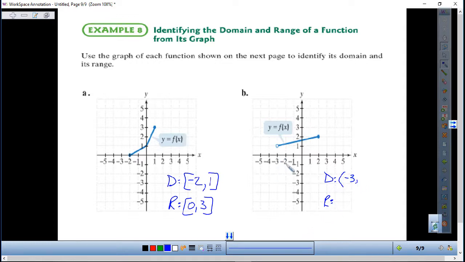What's my largest value of x? It's 2. Okay, is 2 included in my domain? In other words, is it part of my graph? Yes, it is. So I put a bracket there. So there's my mixed interval.